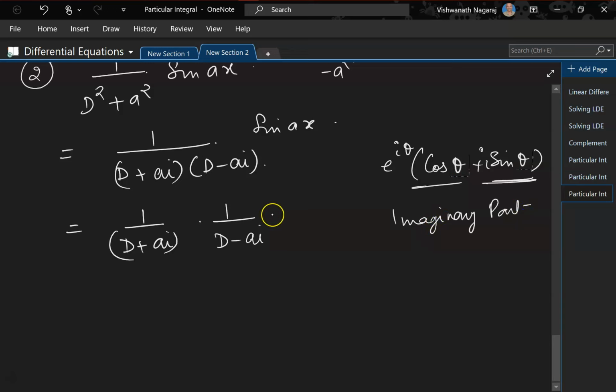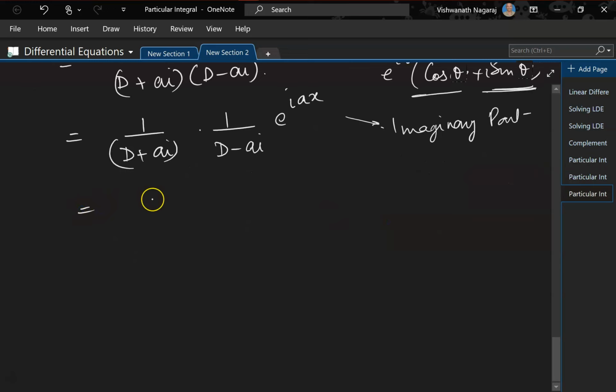So what does it mean? Here we have i theta, so here theta would be ax. So e to the power of i ax, only the, remember, imaginary part. Okay. So now this is something we are familiar with. This can be written as e to the iax times 1 by (m plus ia).